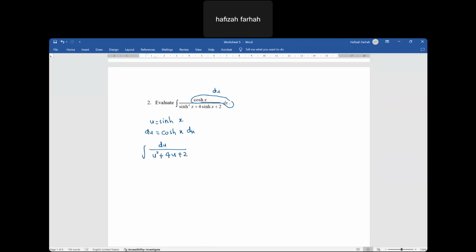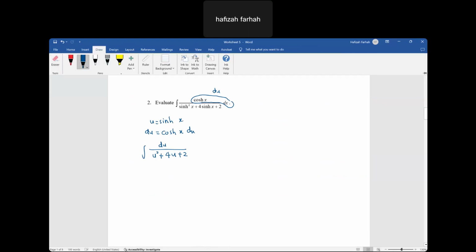Okay, can we factorize this? We have a quadratic here. Can we factorize? No, cannot. It cannot be (u plus 2) squared, because when we expand, you should get u squared plus 4u plus 4. But this one is plus 2. So how can we simplify this?